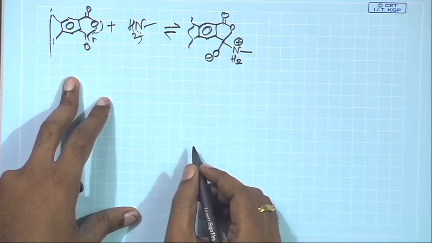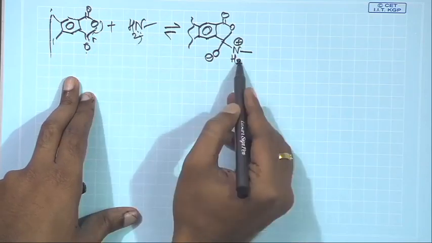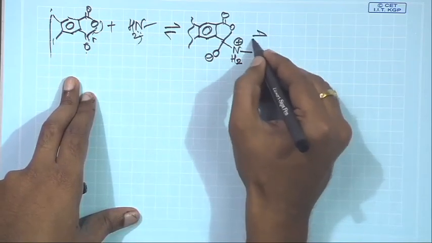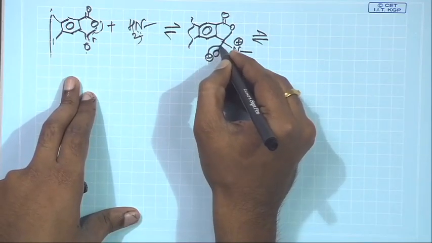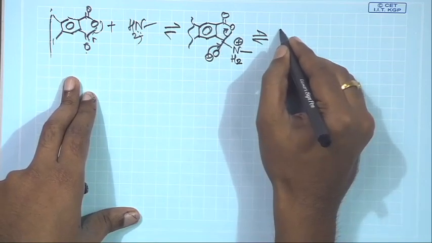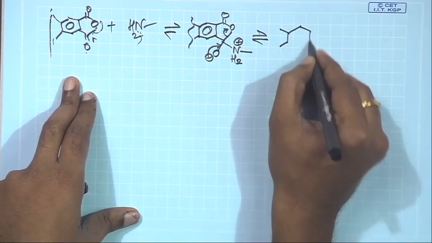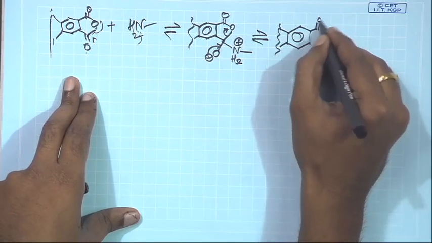In the first step, this is the product, it has attacked here, this negative charge has moved to oxygen, nitrogen has positive charge. These are all reversible steps. Now, in the second step, what will happen? This negative charge comes back here, this ring opens. So, what is your product that you are getting? You are getting something like this.